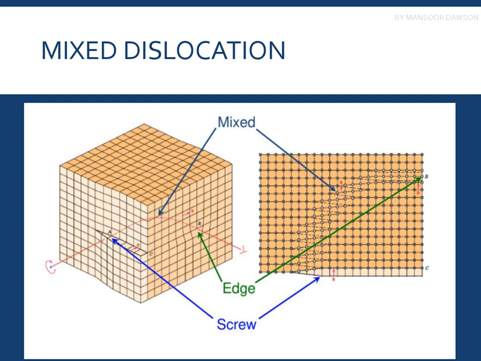Okay, you can see that this one is the edge dislocation. The half plane is moving up, and here we can see that the screw dislocation has been observed.